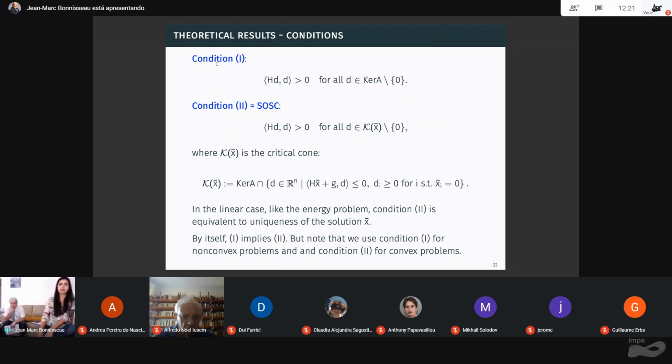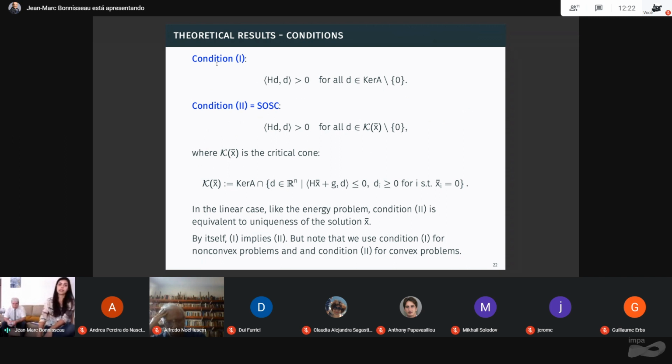Condition 1 states that H is positive for d in the kernel of A. And condition 2 states that H is positive restricted to the critical cone in x bar. This critical cone is the intersection of the kernel of A and the decreasing directions with respect to the objective function of our problem, where this direction d_i is larger than 0 when x_i bar is equal to 0. This last part of the critical cone comes from the critical cone of the non-negative constraint.